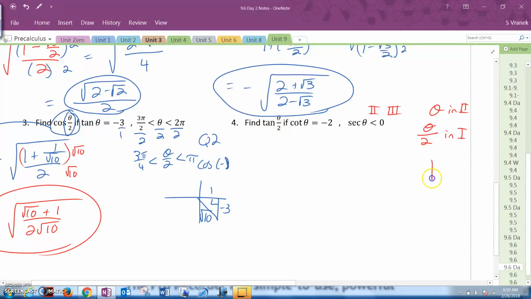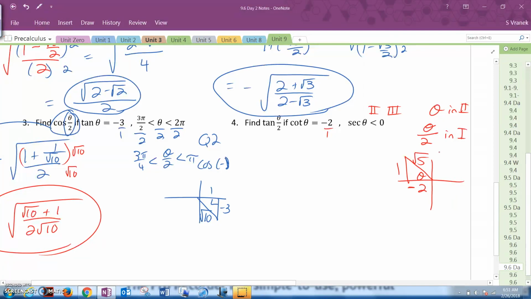We have to draw our triangle. Now, when we draw our triangle, though, we're drawing it for theta, not theta over 2. And theta is in quadrant 2. It says the cotangent is negative 2 over 1, which means the tangent is 1 over 2. Negative will go there, because it's negative x. This is root 5 when you do Pythagorean theorem.